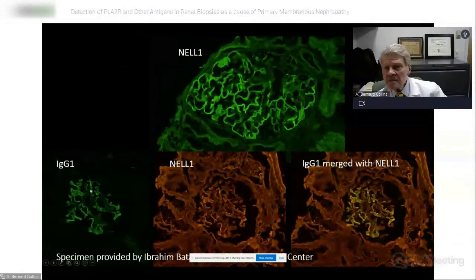In contrast to PLA2R and THSD7A, the predominant subclass in Nell-1 membranous nephropathy is IgG1. We did stain it for subclasses, and that's what we detected, IgG1. We switched to the red color for the antigen, and we did co-localization. As you see, the co-localization is segmental, as is the distribution of the IgG in the GBM.